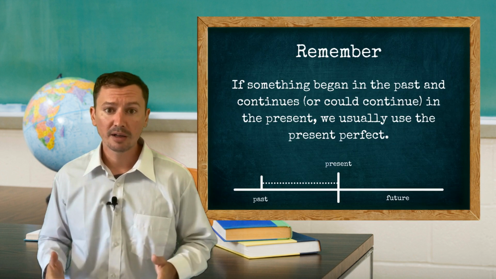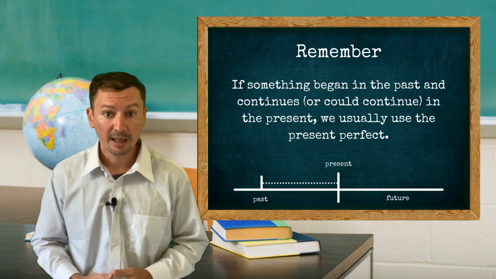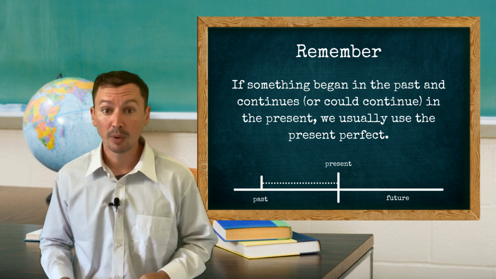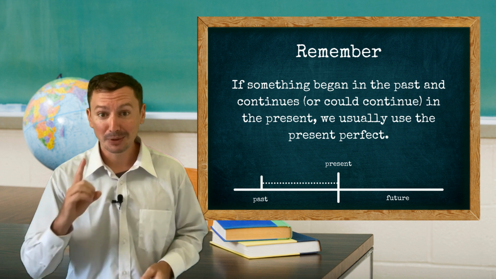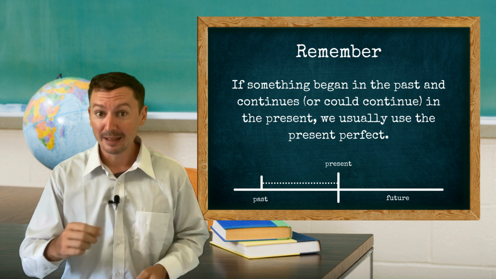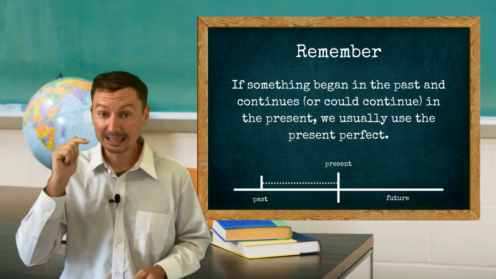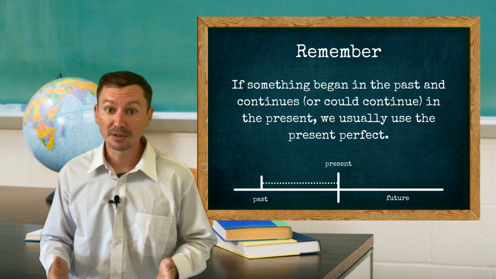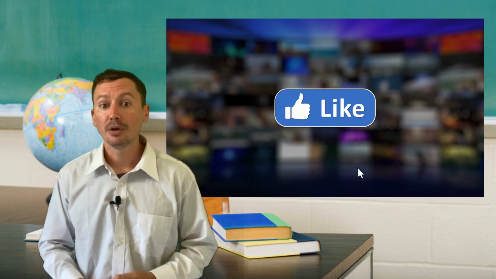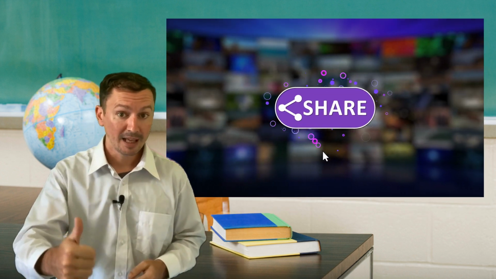Fortunately, it is not hard to learn how to use this tense. It can be formed very easily, and we only have 3 rules for using it, which could honestly be boiled down to one overall rule. If something started in the past and continues or could continue in the present, then we're going to use the present perfect.